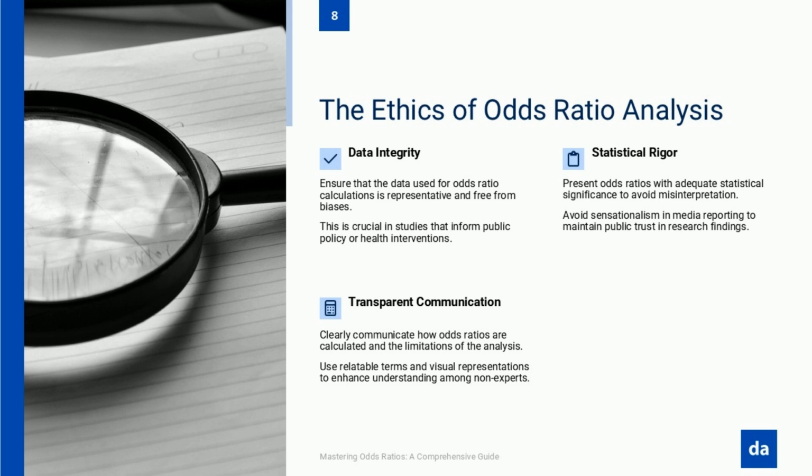Another important ethical consideration is the need for diversity and inclusivity in data science teams. When the people conducting odds ratio analyses come from diverse backgrounds and experiences, it's more likely that potential biases and ethical issues will be identified and addressed early in the research process. Furthermore, ethical odds ratio analysis requires ongoing education and dialogue within the data science community. As new applications and methodologies emerge, so too do new ethical challenges. Regular discussions and training on ethical data practices help ensure that data scientists remain mindful of their responsibilities and the potential impacts of their work.